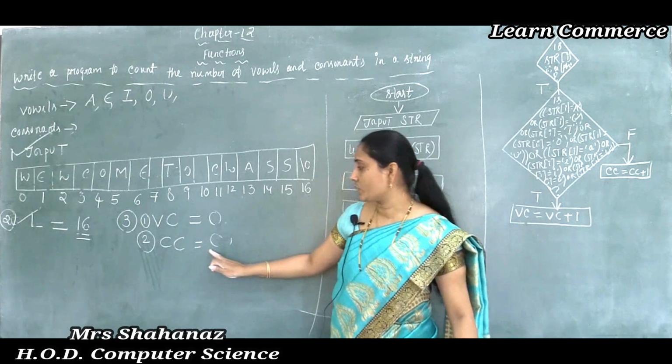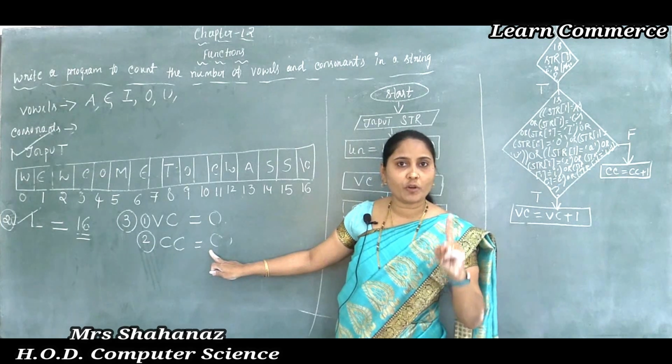So CC is equal to CC plus 1. The CC value is first 0, then 0 plus 1.